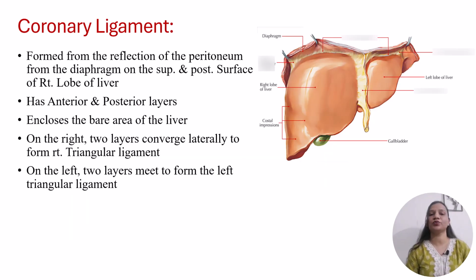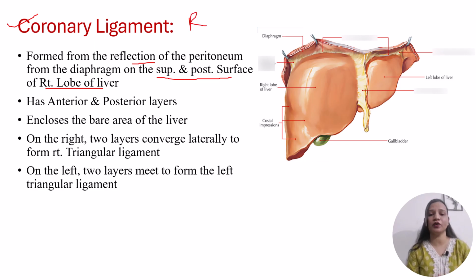Moving on, the next one is the coronary ligament. So the coronary ligament is actually formed from the reflection of the peritoneum from the diaphragm on the superior and posterior surface of the right lobe of the liver. So by this statement we can understand that the coronary ligament is present only on the right lobe of the liver.